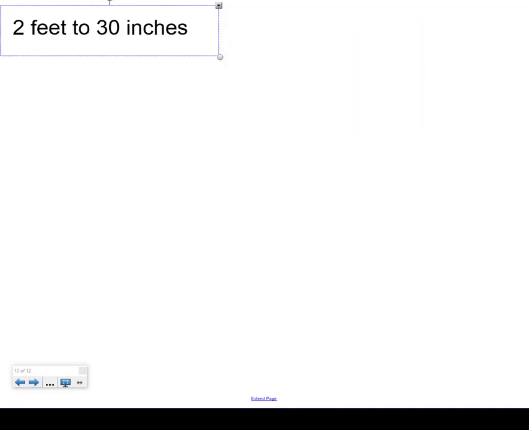All right, this next example, you'll notice, does not have matching labels. So 2 feet and 30 inches. Feet and inches are not the same, so they don't get to be canceled out. But feet and inches are in the same family, meaning I can change one of them into the other measurement, and then we can cancel them out. So for example, I'm going to go ahead and set this up. So I have 2 feet over 30 inches.